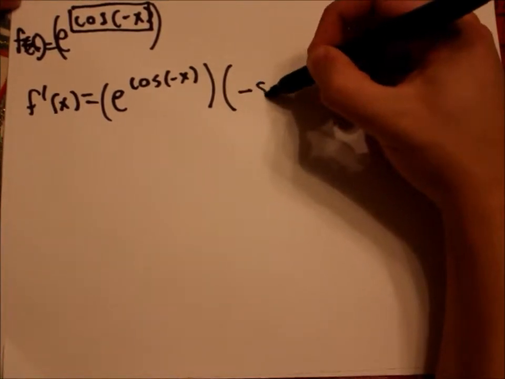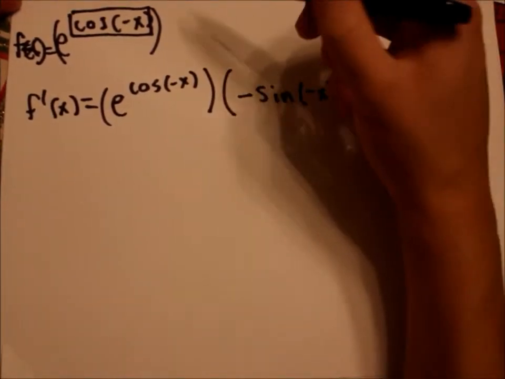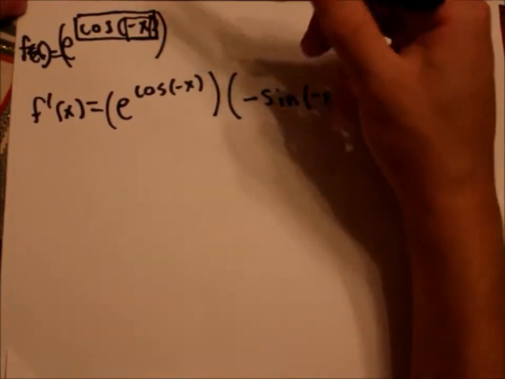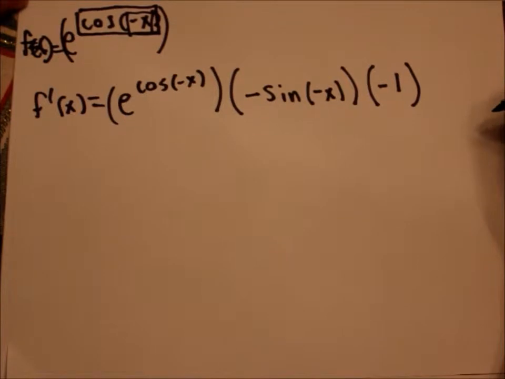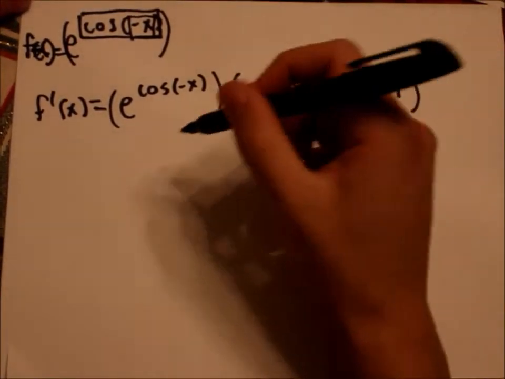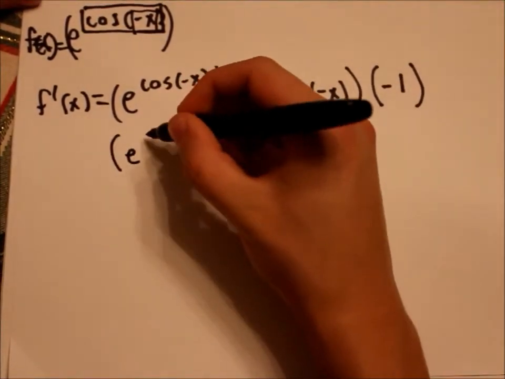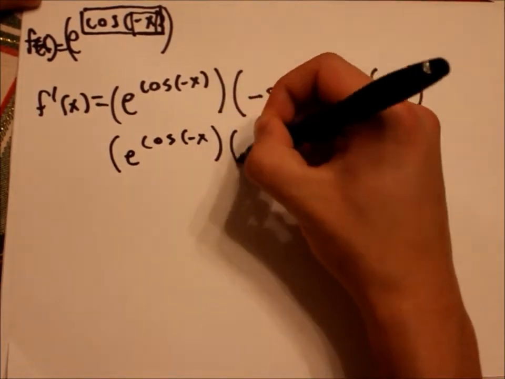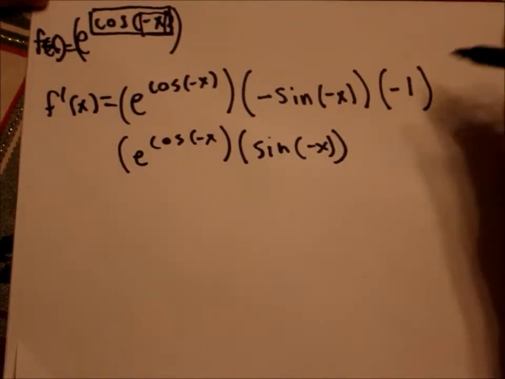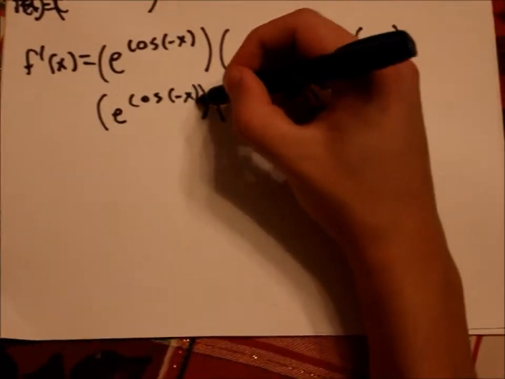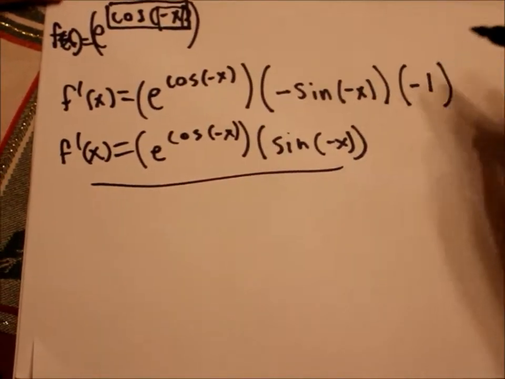And the derivative of cosine is negative sine. So it's going to be negative sine of negative x, times the last one, which is the derivative of negative x, which is negative 1. And if we simplify this, we're going to end up with a positive sign: e to the cosine of negative x times sine of negative x. And what's your final answer?